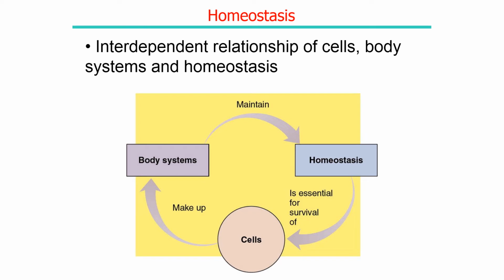So in multicellular organisms, the cells make up body systems. The body systems are used to maintain homeostasis for the cells for their survival. So this is a cyclic activity. If body systems cannot maintain homeostasis, cells cannot survive and they cannot maintain body systems.